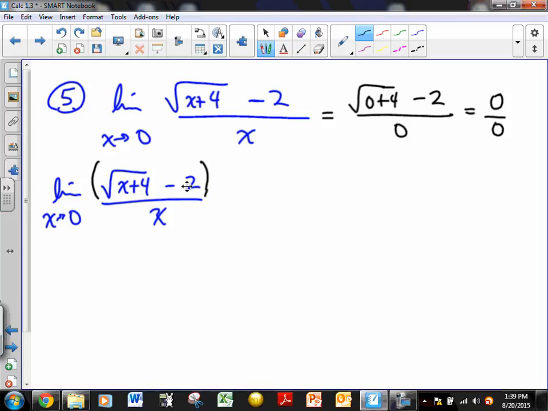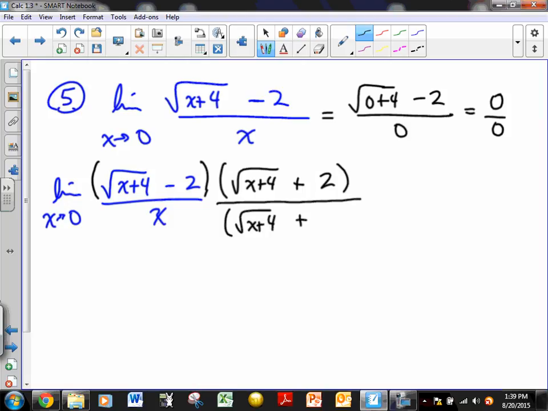Square root of x plus 4 minus 2, its conjugate is the square root of x plus 4 plus 2. A lot like our difference of squares. The reason I do this is because when I FOIL this, or when I distribute these and multiply them out, stuff's going to cancel. But I can't just multiply by that. I have to multiply by the same value on top and bottom, because if I multiply by a fraction, the same thing on top and bottom, this fraction here in black equals 1. Multiplying anything times 1 keeps it the same.